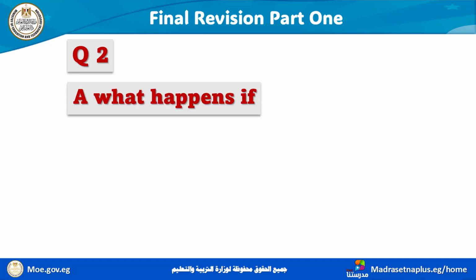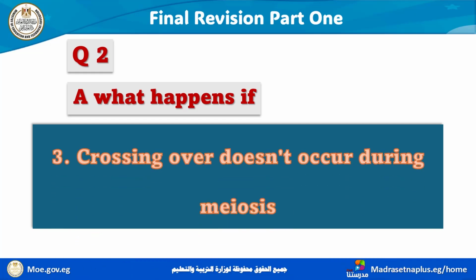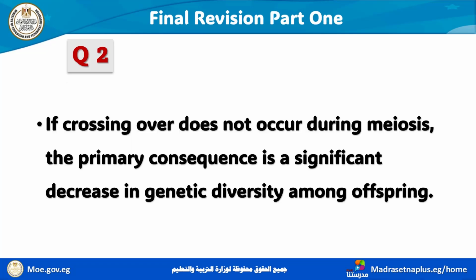What happens if number 3, crossing over doesn't occur during meiosis? If crossing over doesn't occur during meiosis, the primary consequence is a significant decrease in genetic diversity among offspring.